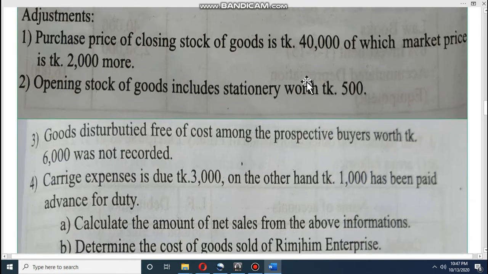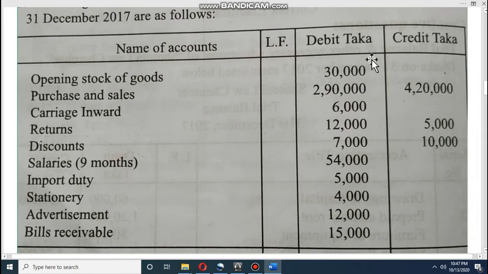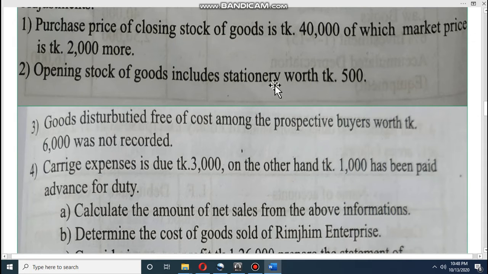Because in the formula it says that closing stock will be subtracted. Then opening stock of goods included stationery 500. That means whatever opening stock we have, 30,000, this is not correct. We have to subtract 500 from this opening stock, because with that opening stock we have stationery 500, dear student.